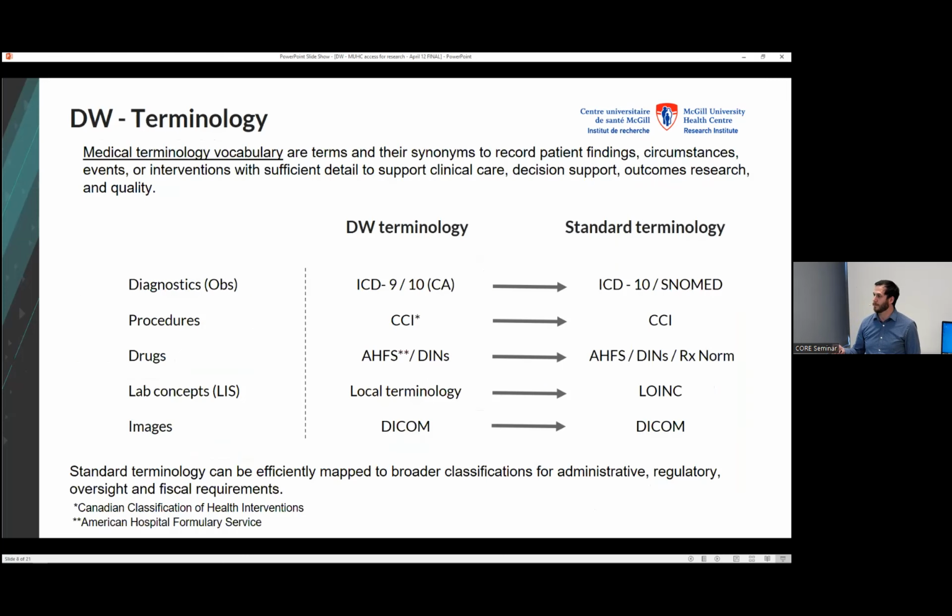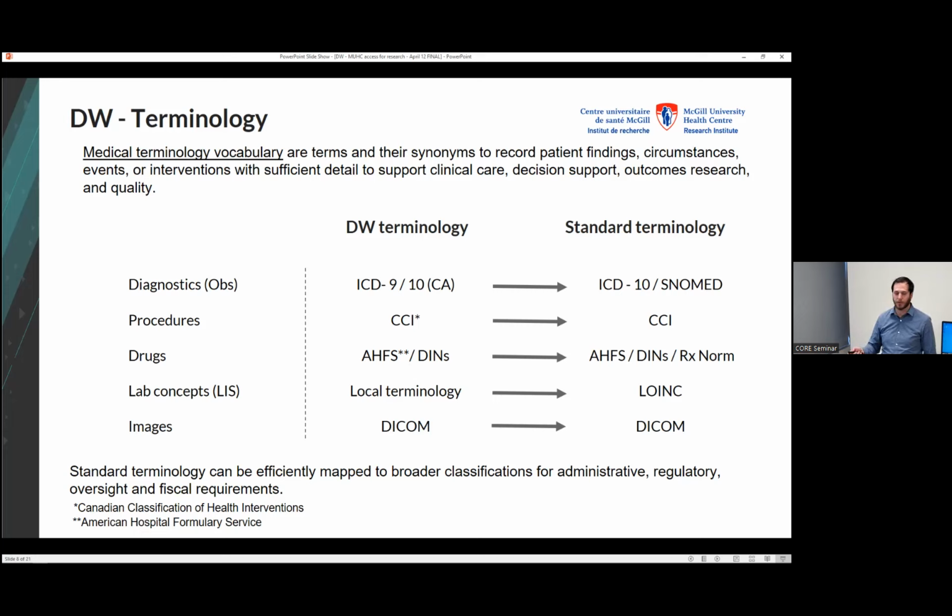So I continue. This is the terminology used. Medical terminology vocabularies are terms and their synonyms to record patient findings, circumstances, events, or interventions with sufficient detail to support clinical care, decision support, research, and quality. Basically, we have these groups and domains that use terminologies. For example, diagnosis, or maybe observation, but not all observations. For example, symptoms are not diagnoses, so they are observations.